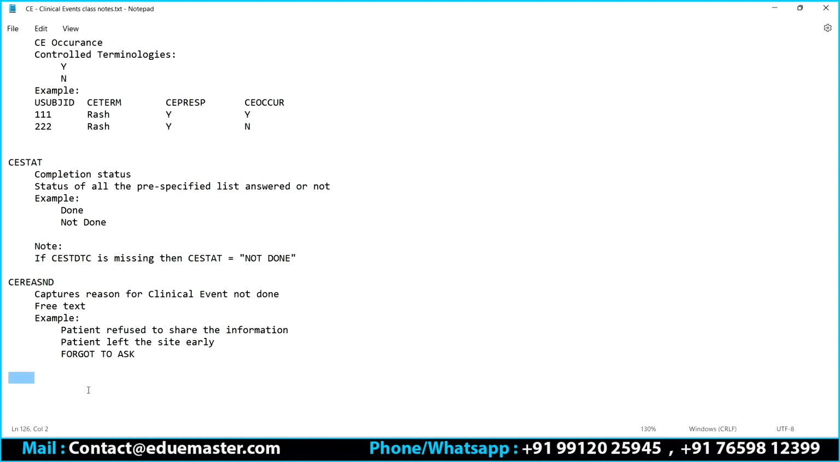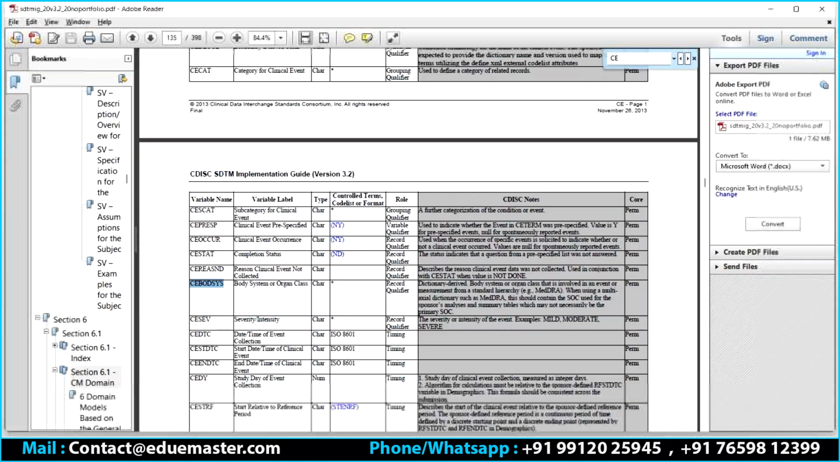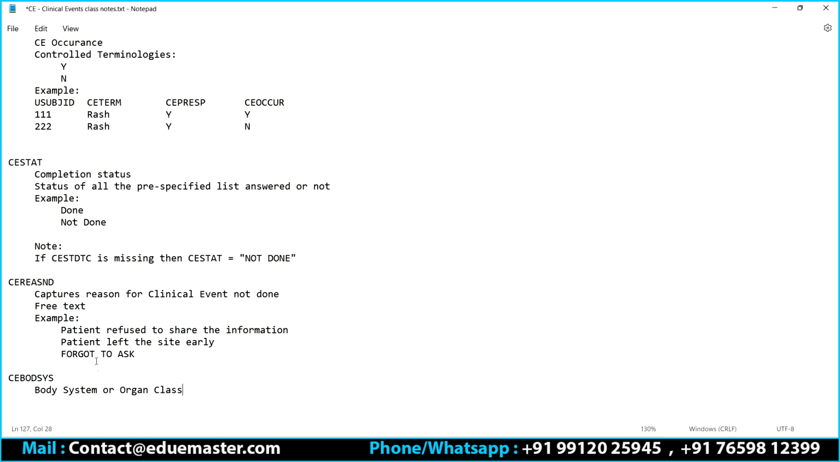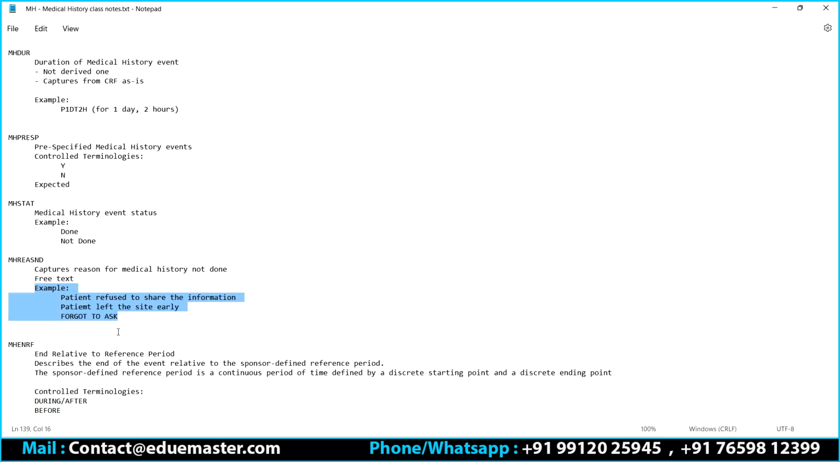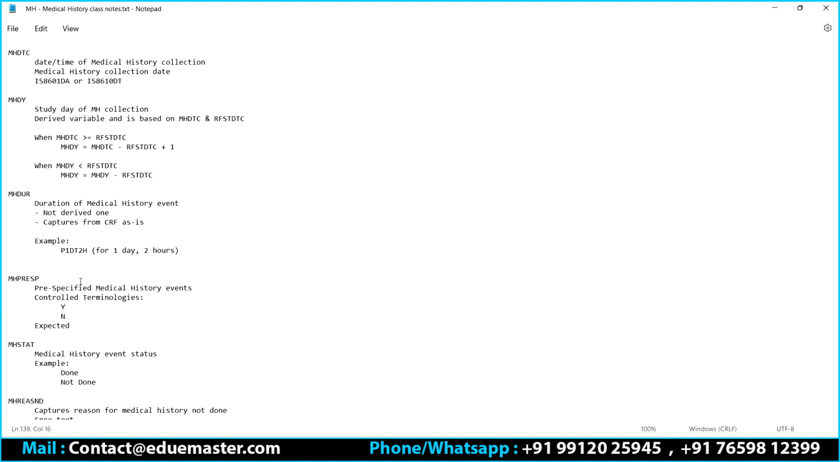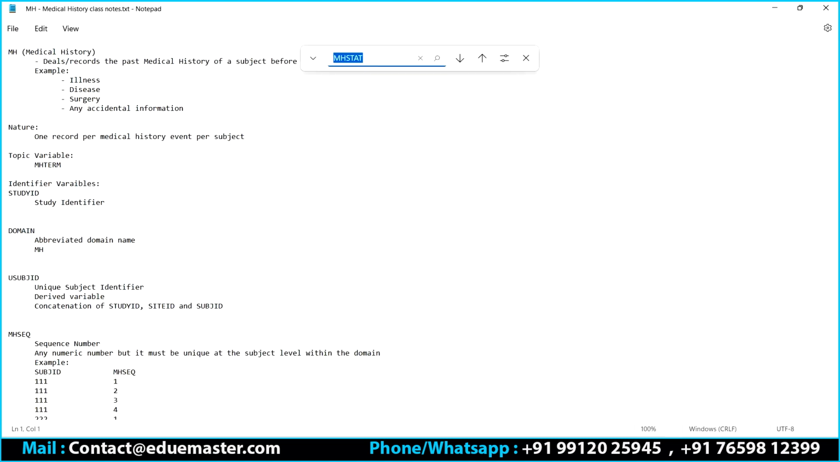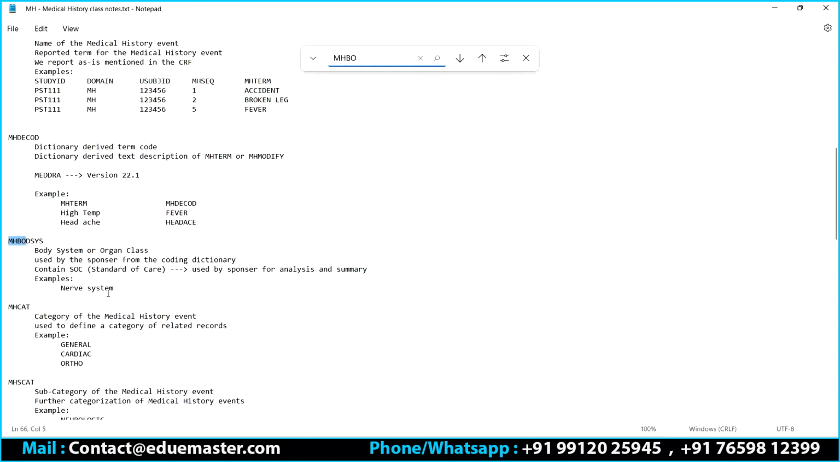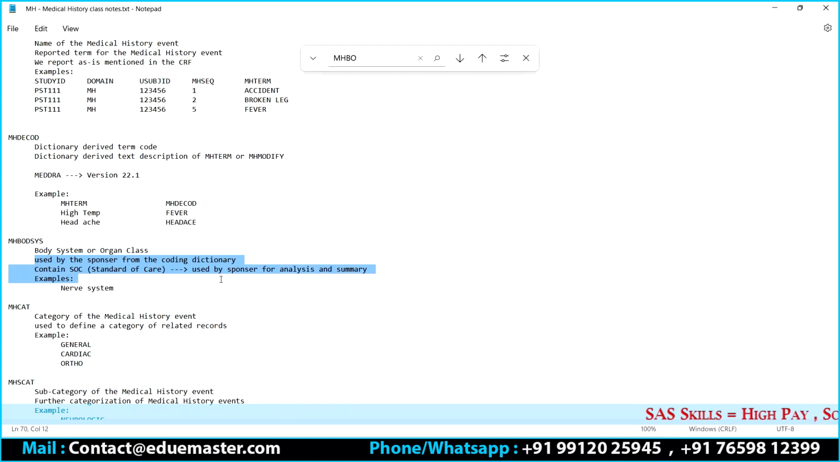Again, the next thing, CE body sys. What is this? Body system, or organ class, the same one. So it is there in every place, correct? It is there here also. MH body sys. See, here it is, right? Who is going to do this? Used by the sponsor from the coding dictionary.